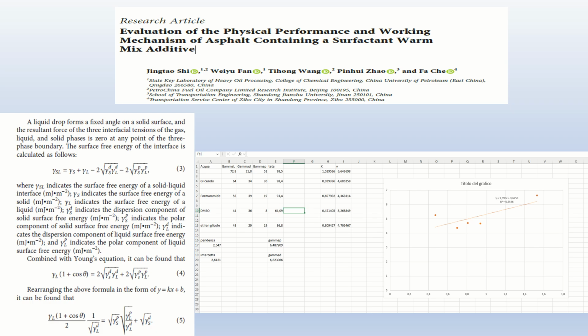In the literature, we can find the typical values of the gamma P and the gamma D of each solvent, and I report them in the slide. As you can see, I realize the straight line in the graphic. In the graphical model I can give the information about the polarity, because the slope of this straight line gives me the information about the polarity of the bitumen, while the intercept point of this straight line gives me the information about the apolarity value of my bitumen.